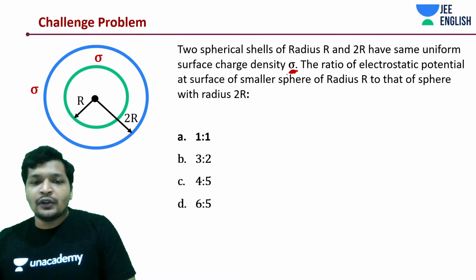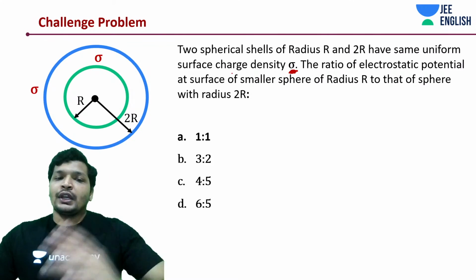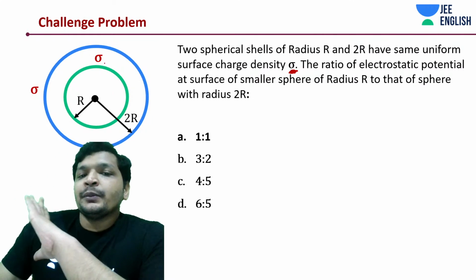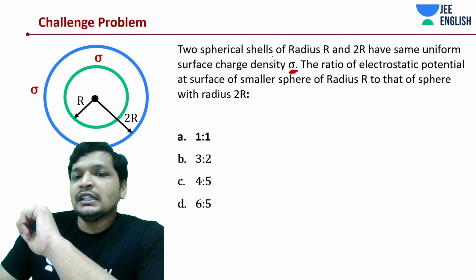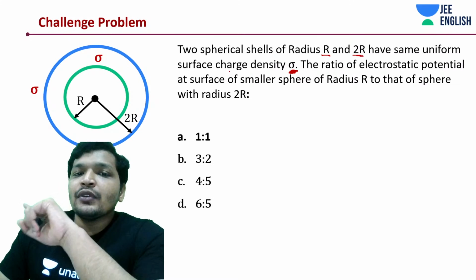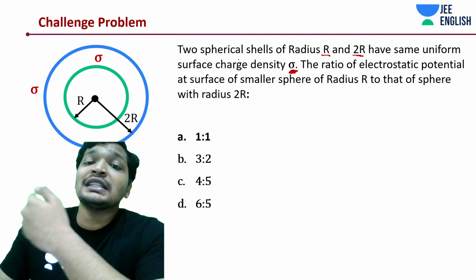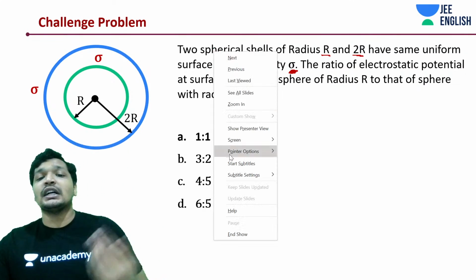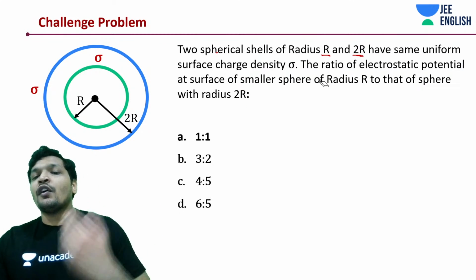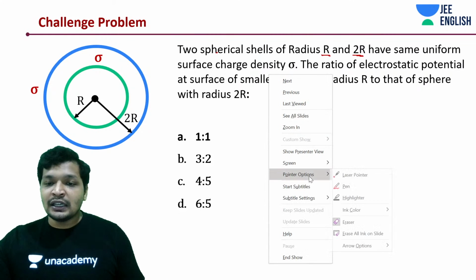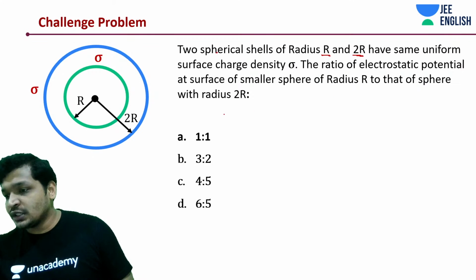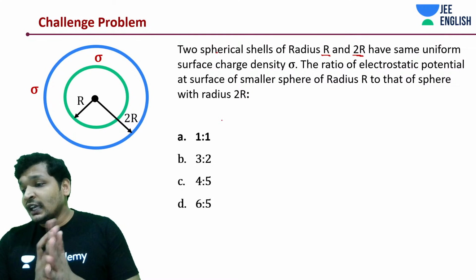No worries, guys. Notice the thing: now this is not Q distributed on it. Two spherical shells of radius r and 2r have the same uniform surface charge density sigma on them. Then the ratio of electrostatic potential at the surface of the small shell to that of the large shell is how much? Are you sure it is A?